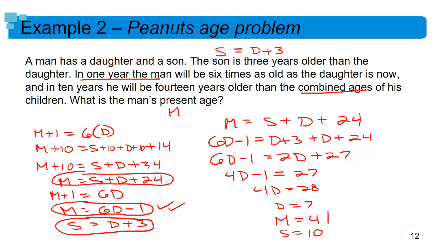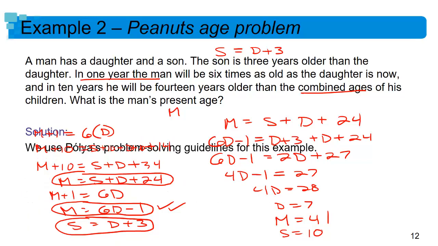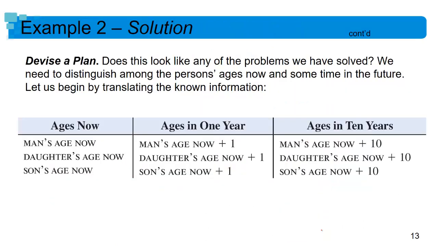Okay, now here's how we would solve it using the more generic book way of you can write down their ages now, their ages in 1 year, their ages in 10 years. Again, you could just use M, D, and S instead of man's age now and daughter's age now and son's age now, but it's a good way to organize your thoughts. You also know that we don't need all those, right? We didn't use everything plus 1 and everything plus 10. We just noticed that there were 2 different time shifts, and so those were the ages at all of those time shifts in case we had to use some of them.